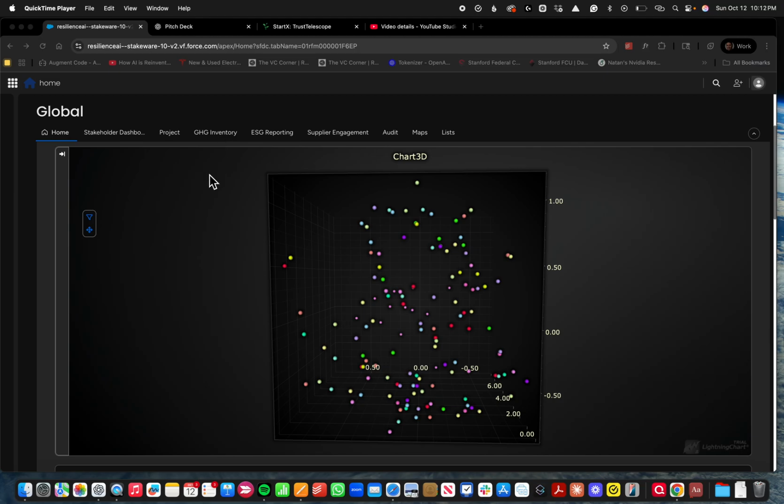The following is a brief demonstration of our social license risk operating system. What you can see here is a representation of a number of stakeholders.